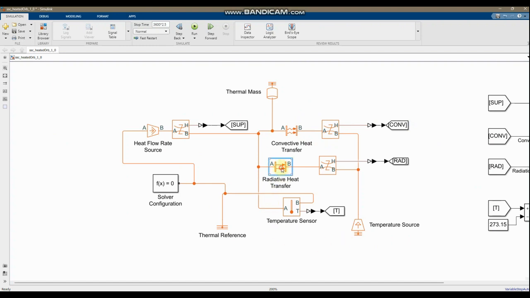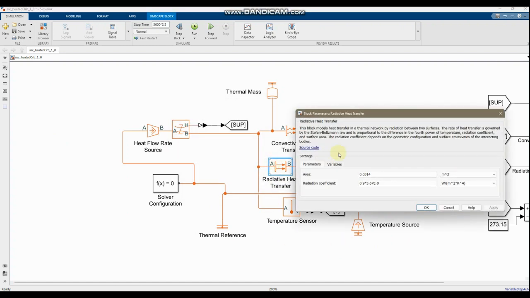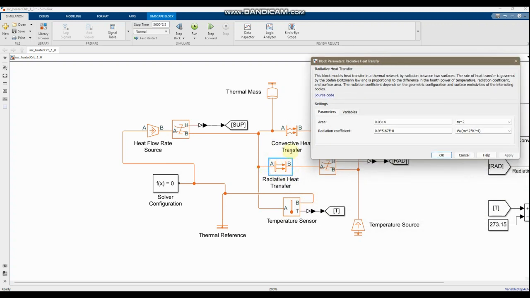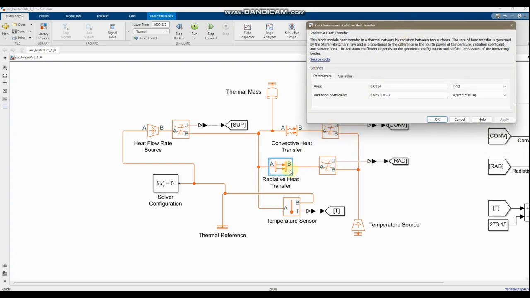The reason for that is the radiation heat transfer block deals with both emission and absorption. So it doesn't deal with only absorption or emission. It deals with both emission and absorption. That's why, by simply specifying the area and something called the radiation coefficient, which is actually the multiplication of the Stefan-Boltzmann constant and the emissivity, you can use that to model both emission and absorption.